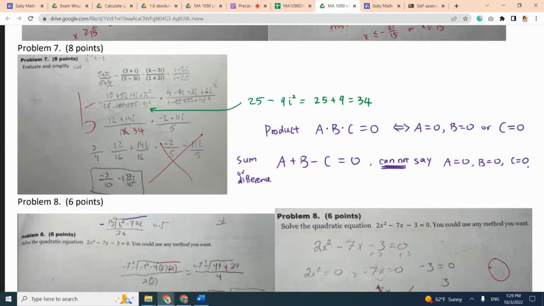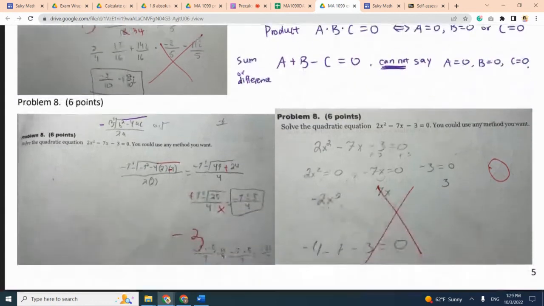Okay. Here, this is 25 minus 9 i squared. i squared is -1, so it becomes 25 plus 9. So that is 34 instead of 16. Okay? And then next one.